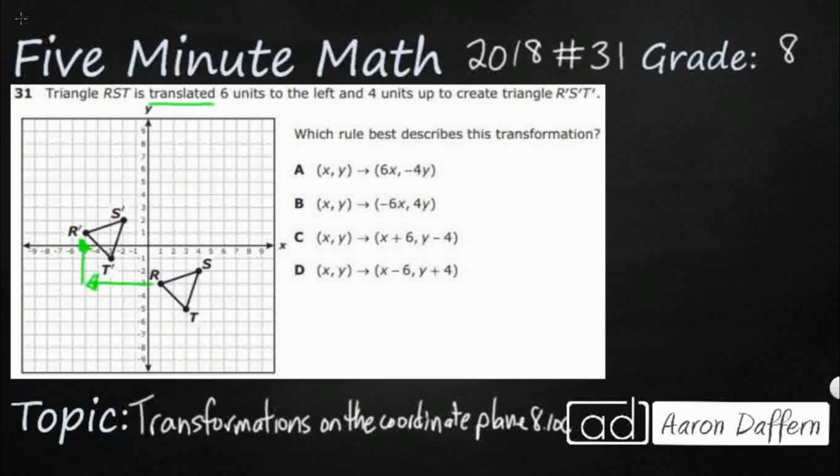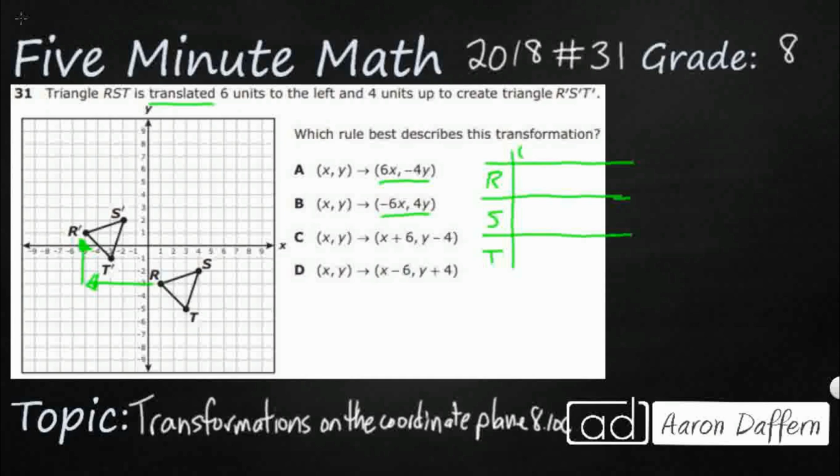Well, I can tell you that 2 of these are not going to work. This A and this B are not going to work. And let me show you why real quick. So let's just plot R, S, and T. I want to show you what happens when we do those dilations, because that's what A and B are. Those are dilations because we're multiplying. We're not adding or subtracting. Translations are adding and subtracting.